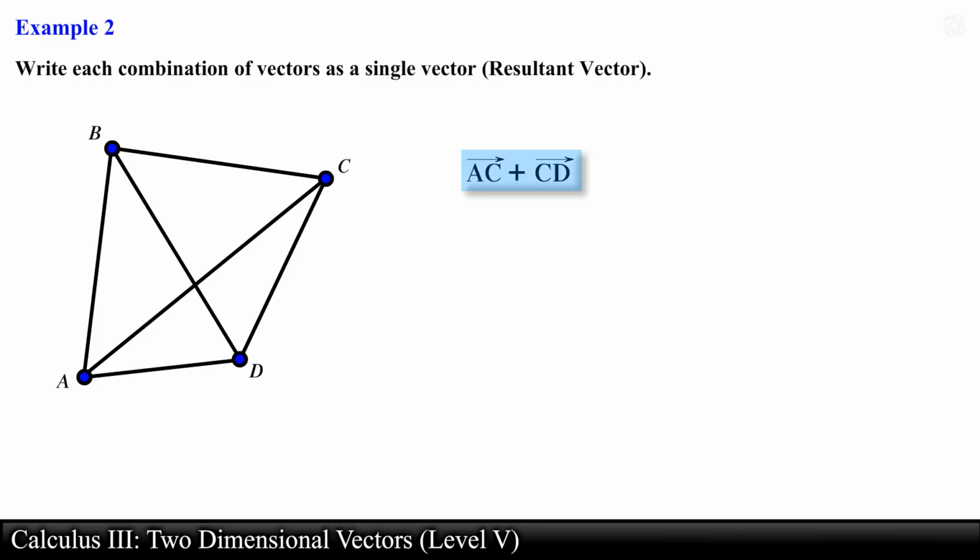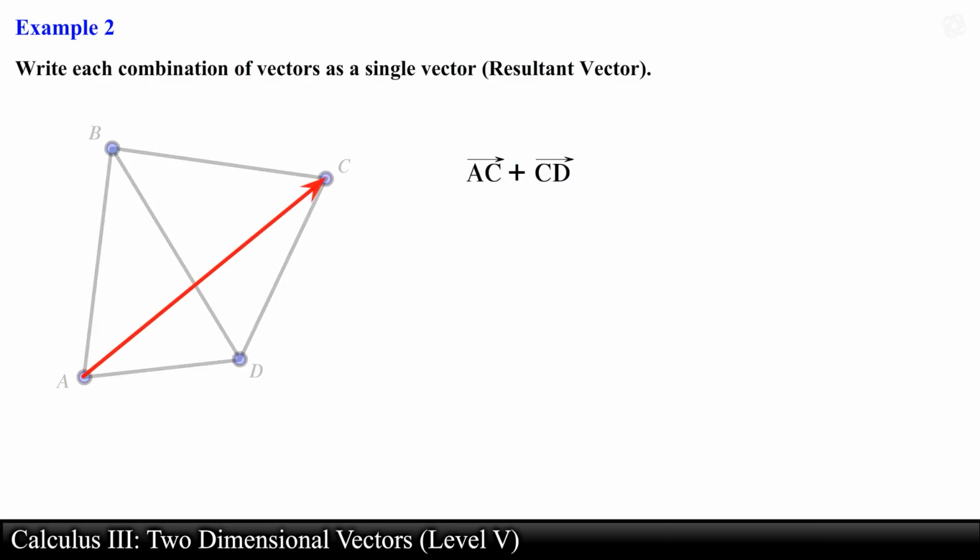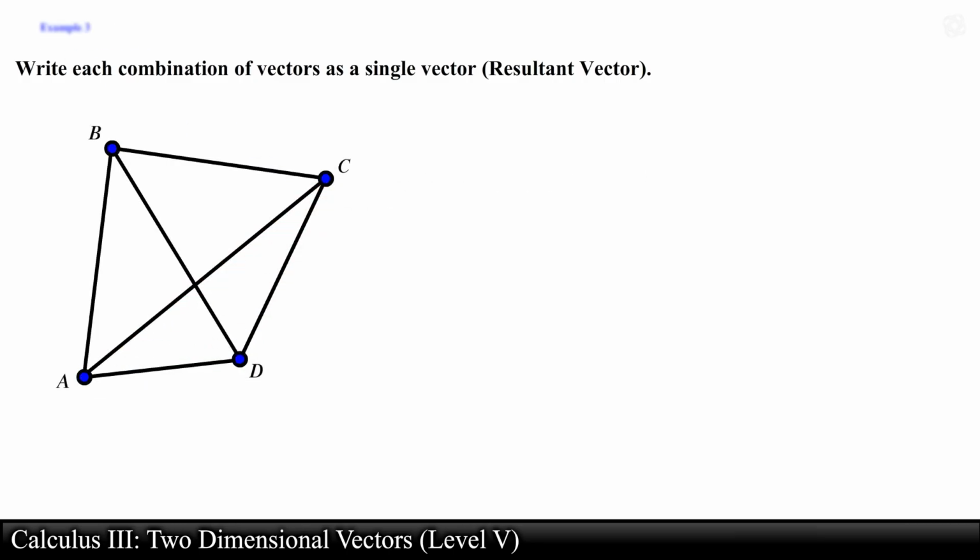Here, we are asked to add vector AC and vector CD. Like in the previous example, let's go ahead and apply the triangle law for vectors. Notice that the tail of vector CD is aligned with the head of vector AC. This means that the resultant vector is going to have an initial point at A and a terminal point located at D. In other words, the resultant vector would be vector AD. Let's try the next problem.